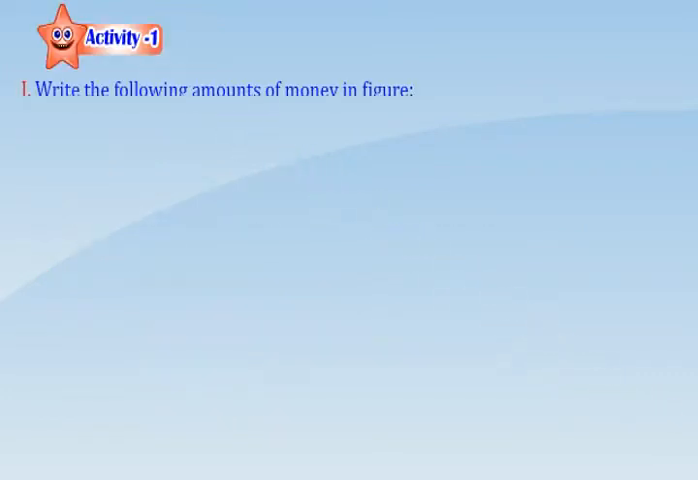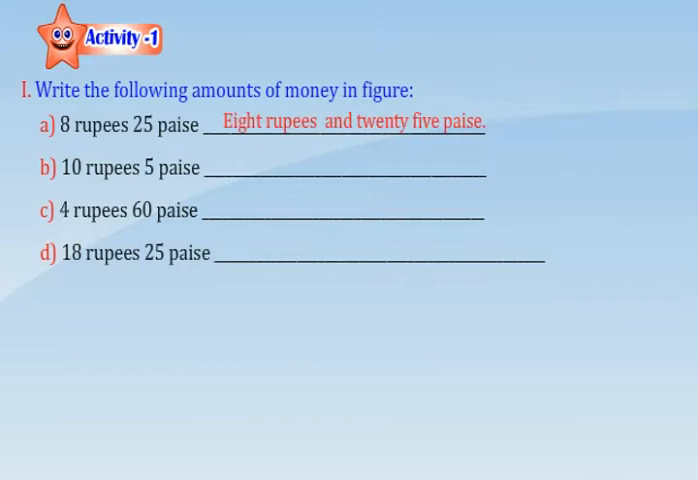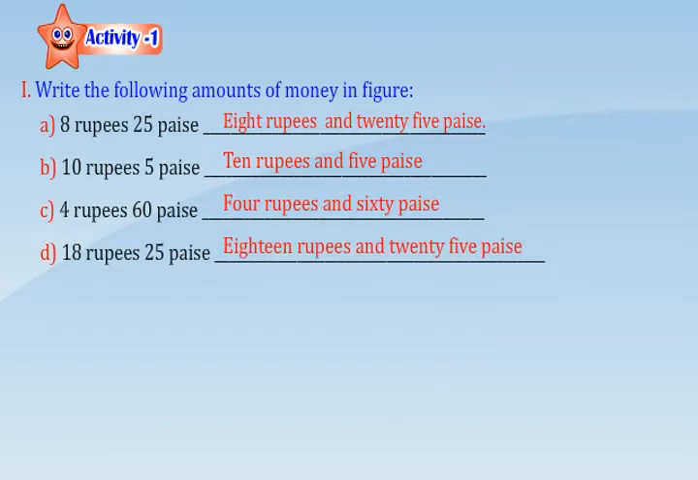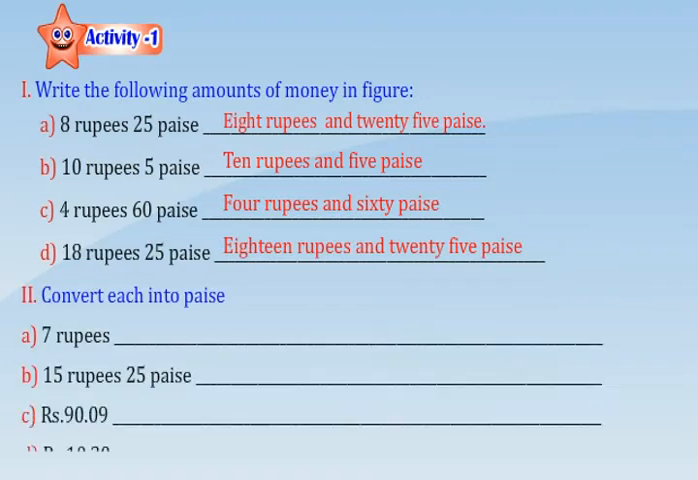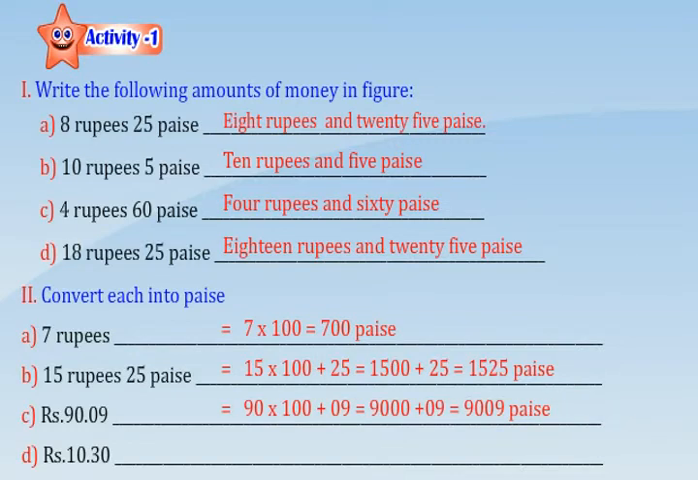Activity 1. Write the following amounts of money in figures. 8 rupees 25 paise, 10 rupees 5 paise, 4 rupees 60 paise, 18 rupees 25 paise. Convert each into paise. 7 rupees, 15 rupees 25 paise, ₹90.09, ₹10.30.